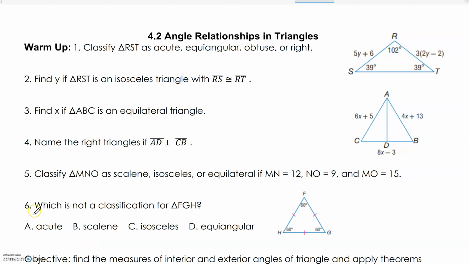So go ahead and do 1 through 6 warm up. Push pause, try them, and then push play to check your answers when you're ready.